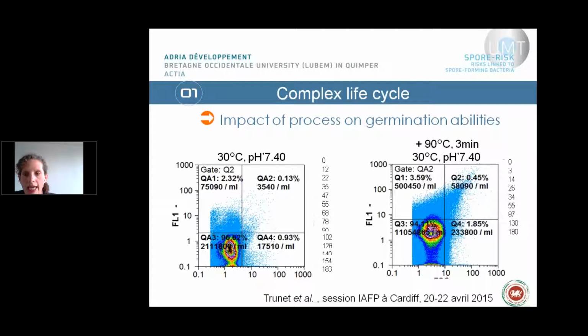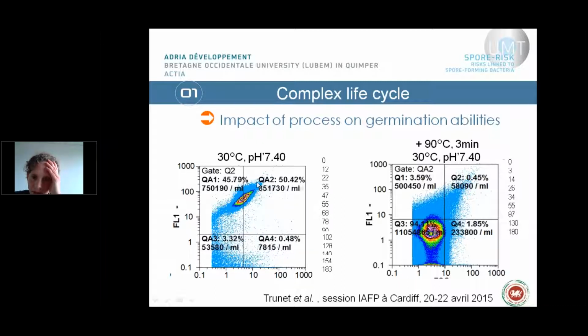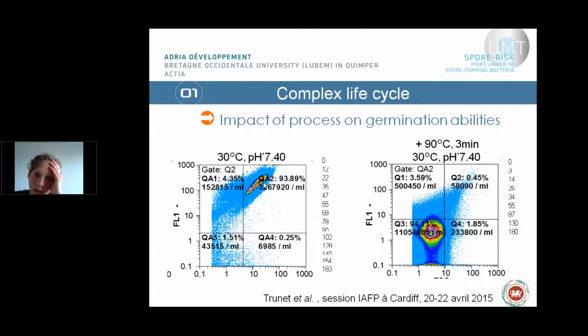For exactly the same condition, but when your spores are first exposed to a heat treatment and then put in recovery medium of 30 degrees, exactly the same recovery medium, you will see that the process, this heat treatment, will strongly impact the germination ability of the spores. So we'll just click here and you see the spore population, which are becoming outgrowing cells and then cells. So all the spore population are now cells.